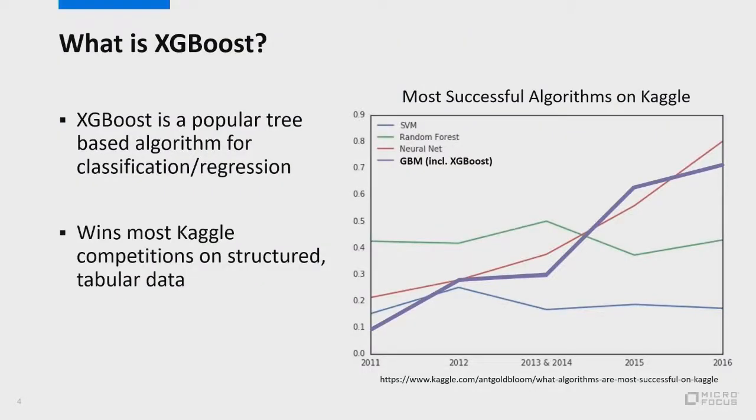So moving on, a quick intro to XGBoost. What is XGBoost? It's a popular tree-based algorithm for classification and regression. Kaggle is a pretty popular data science website which hosts competitions from time to time, and it has come out as the top algorithm in the past few years continuously. The only algorithm here we see, or the class of algorithm we see here in the graph, which is the red line, are neural networks.